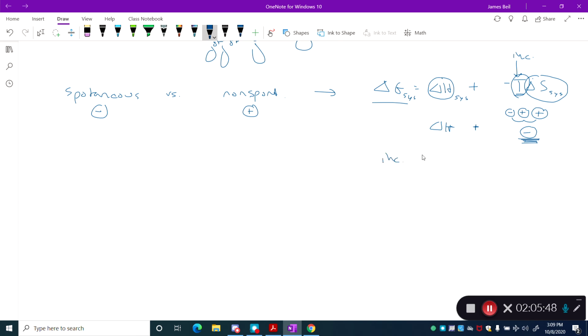So an increase in temperature will shift an equilibrium toward the products if delta S is positive. And that is the situation where the products have more entropy than the reactants.